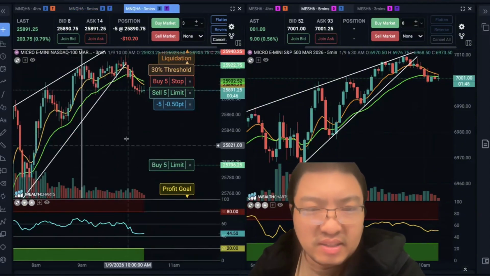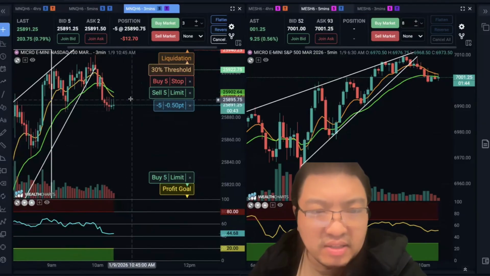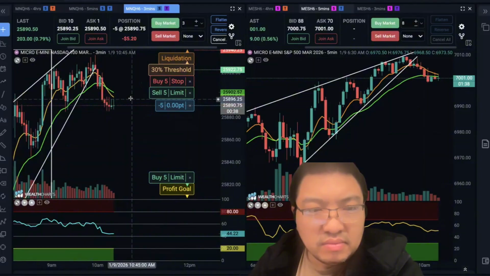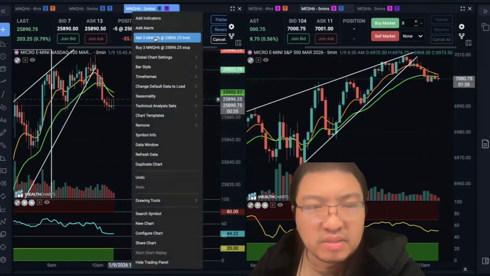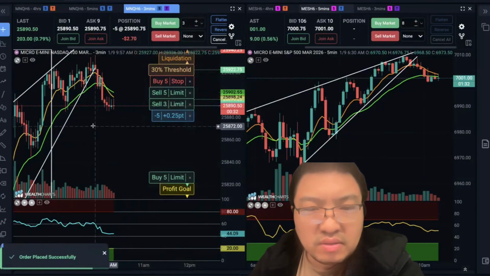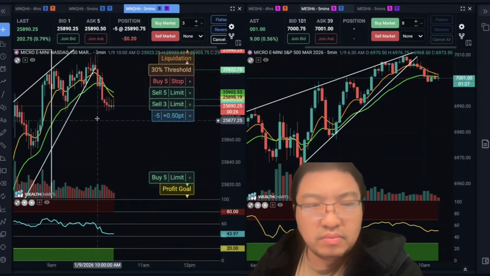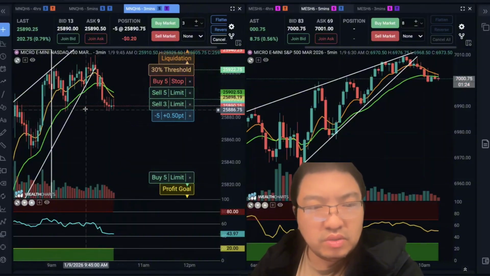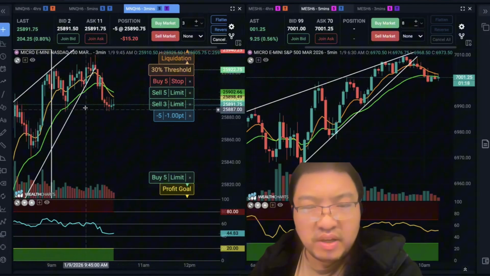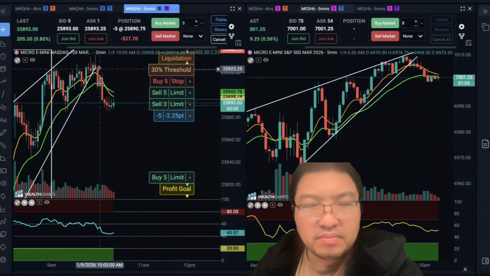Let's look at 3 minute. Oh, it's high, high. Maybe we can add something here. It looks like this defense, this support, buyer defense is valid. It's trying to go up, up. Complementary order will be here.